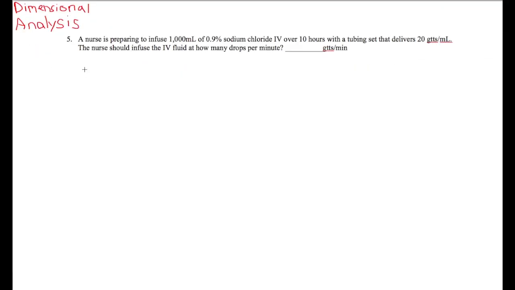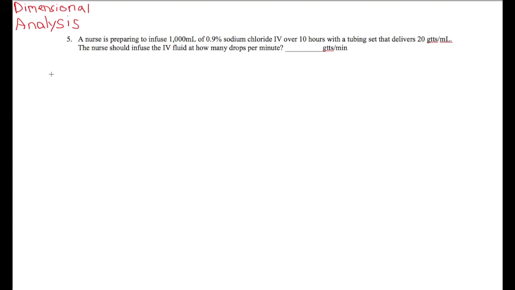We are going to get into drop factor problems now. Dimensional analysis is the best way to do this problem type, but in the IV calculations made easy video that I will also recommend you watch, we'll actually create a bit of a shortcut and have a formula that goes along with that. A nurse is preparing to infuse 1,000 mils of 0.9% sodium chloride IV over 10 hours with a tubing set that delivers 20 drops per mil. The nurse should infuse the IV fluid at how many drops per minute?